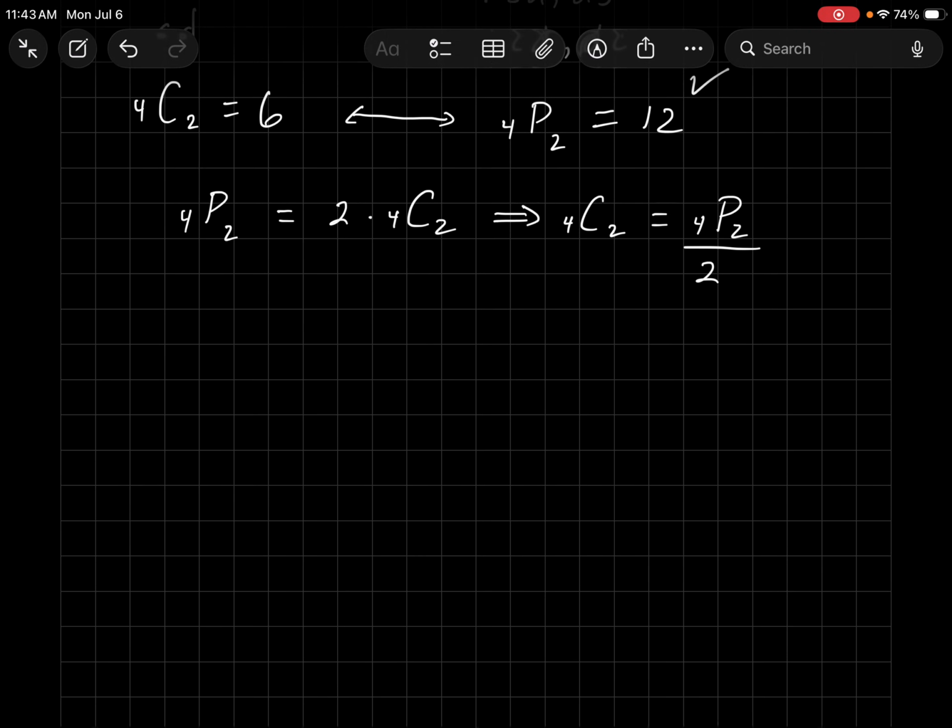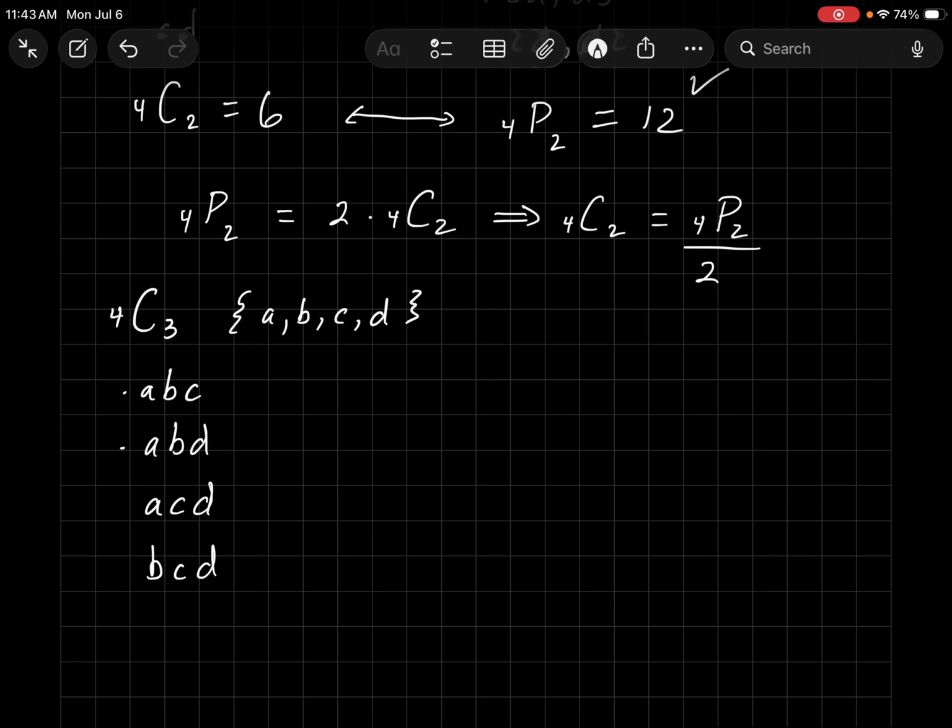Well, let's do 4 combination 3. So once again, we have a set of 4 things, A, B, C, and D. And we're going to choose 3 out of them, where the order does not matter. So I could have A, B, C. I could have A, B, D. Or A, C, D. Or B, C, D. And these are the only 4 combinations I can make, choosing 3 things out of 4.